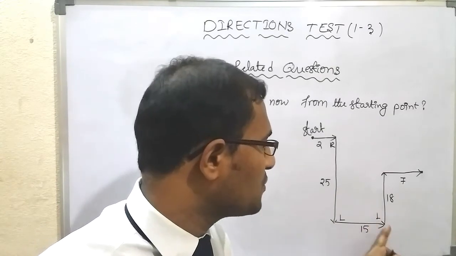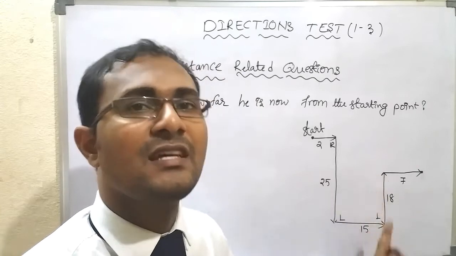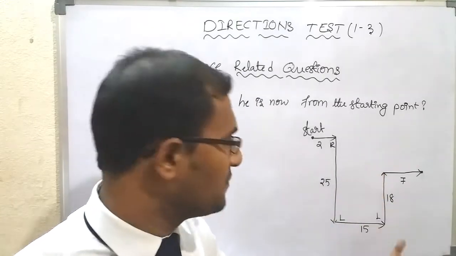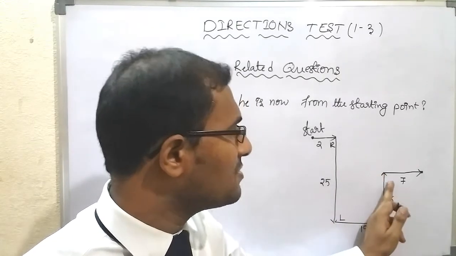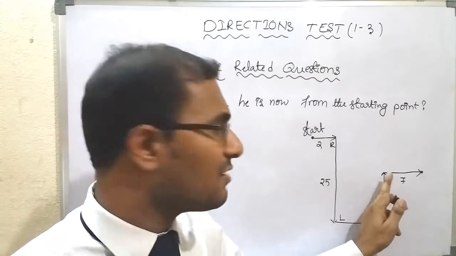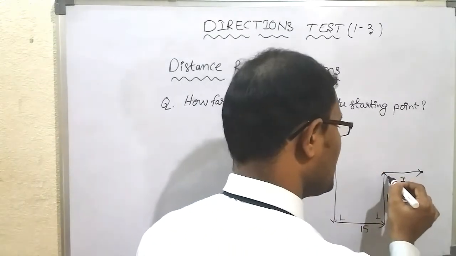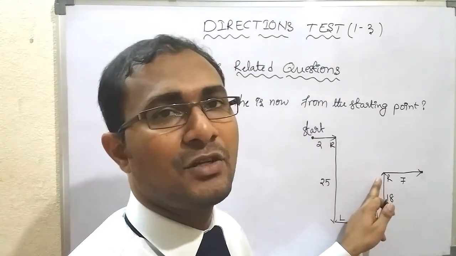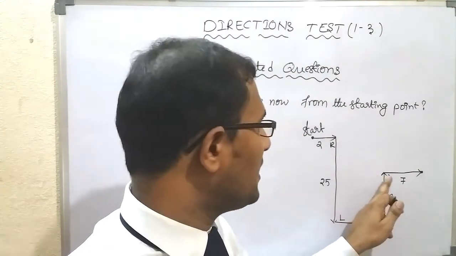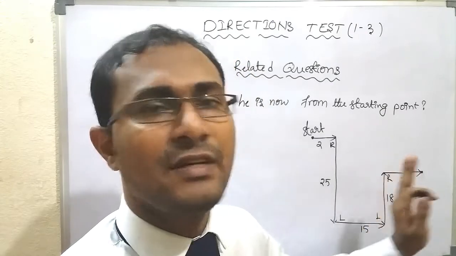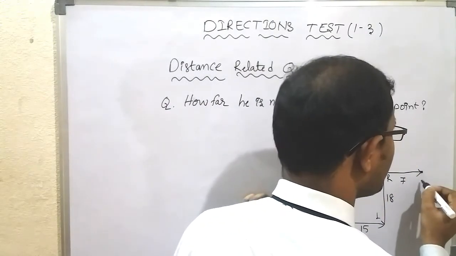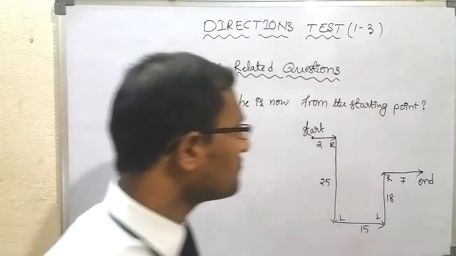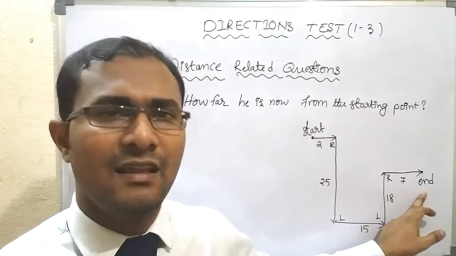He took a left turn, so he has to move in the north direction, towards the upward direction. So after taking the left turn, he covers 18 kilometers. After covering 18 kilometers, he took a right turn. As the person is moving in the north direction, right turn is nothing but east direction. And by taking the right turn, he covers 7 kilometers, and here he stops. That means this is the end point. This is the starting point and this is the last point.